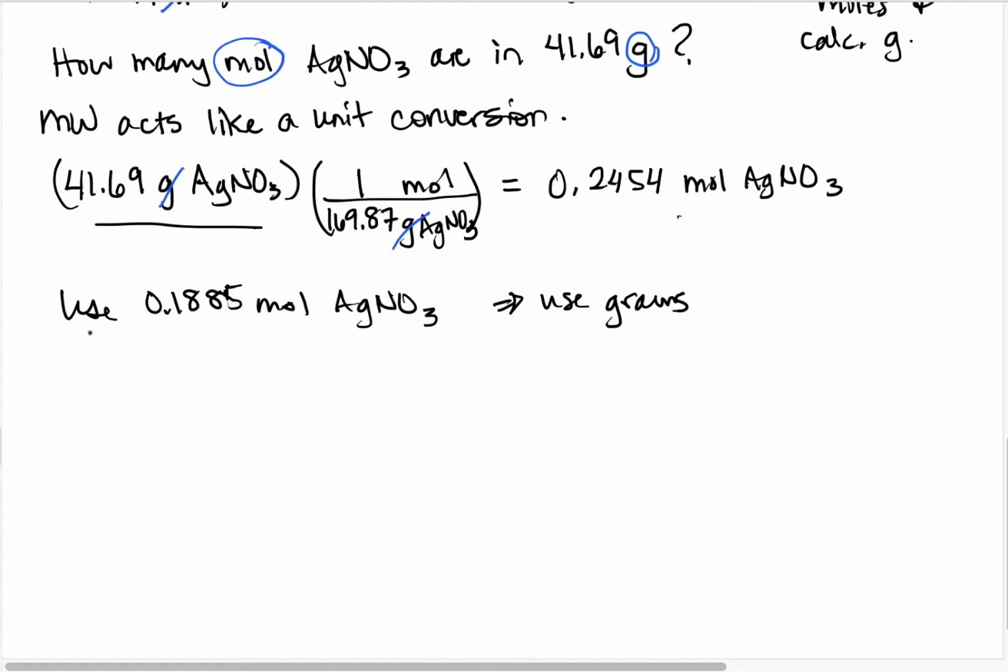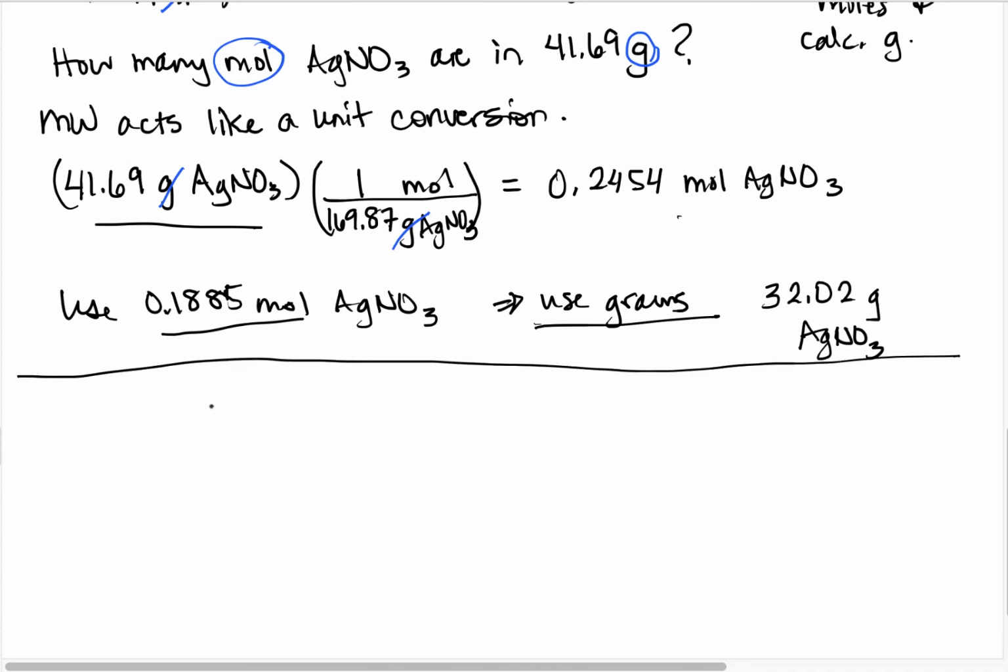So in this case, let's practice it again. Calculate the grams. Pause the video and go ahead and do that. You should have found 32.02 grams of silver nitrate are what you need to weigh out if you want 0.1885 moles of silver nitrate for your reaction. So let's do a little extra practice.